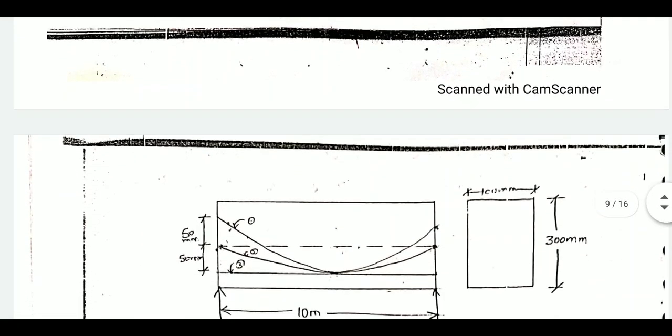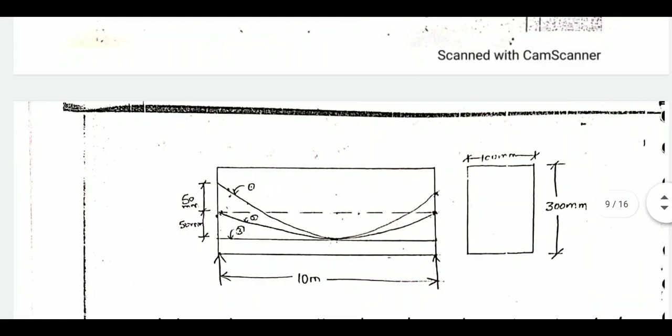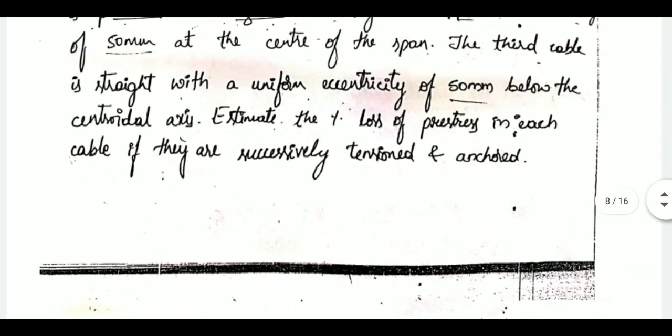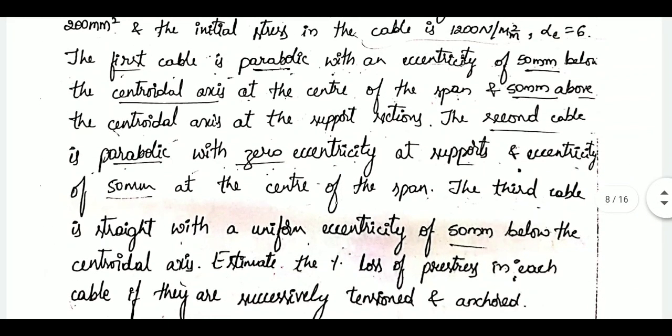So you can observe the figure carefully and understand the question. The top one is the first, the middle one is the second, and the straight one is the third cable. Okay, first let us consider the first cable. Here the profile of the first cable is given. The first cable is parabolic with an eccentricity of 50 mm below the centroidal axis at the center of the span.